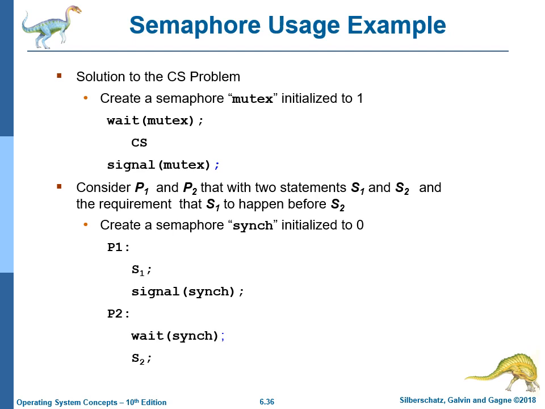So in the process P1, we insert the statement signal(sync), and then in P2 we have wait(sync). So the change made by signal(sync) will be received by the process in the waiting state.